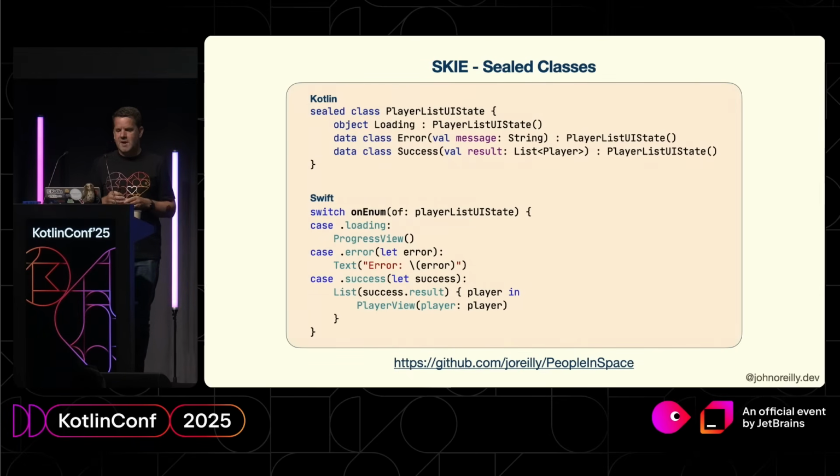So, starting off with the example of sealed classes. These are, of course, quite an important part of the Kotlin language, frequently used, for example, for encapsulating UI state as shown here. And a key aspect of what they provide is exhaustivity checking, which we don't, as mentioned, get in the default mapping that Kotlin Native provides. With SKIE, this onEnum function is automatically generated for us, which allows that check to occur.